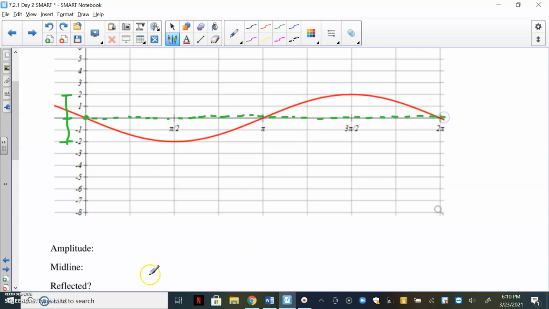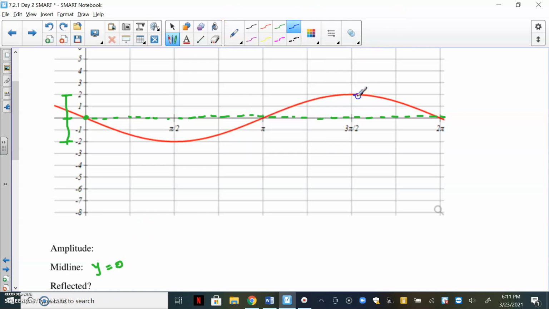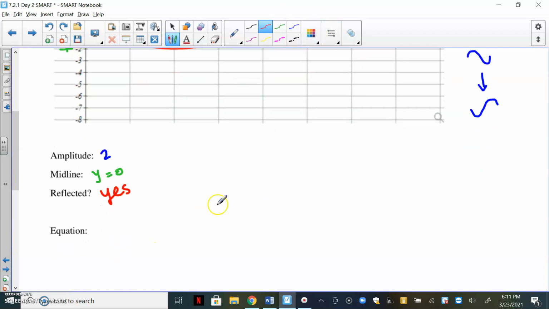So we can write y equals 0 for our midline. The amplitude is the distance between the midline and the highest or lowest points. So right here, there's a distance of 2, so my amplitude is 2. We can tell that it was reflected because the original sine curve goes like this, but a reflected one goes down first. So this is a big yes.